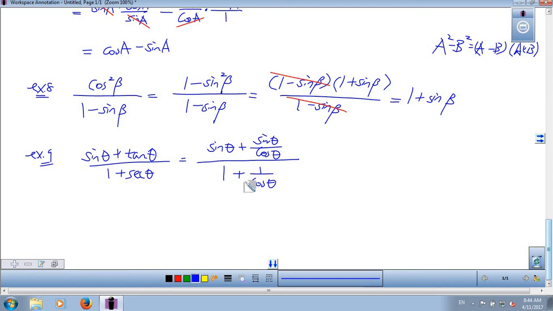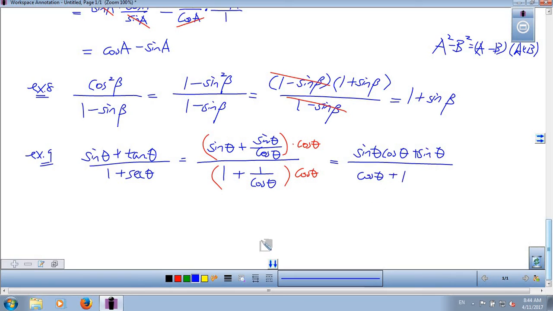So what I see here is the denominator has cosine in there. So let's go ahead and multiply everything by cosine, and then let's see if we can make this a simpler fraction. So this will become sine theta times cosine theta plus sine theta. And here I have cosine theta plus 1. Alright. Now look at the numerator. In the numerator I have sine cosine plus sine.